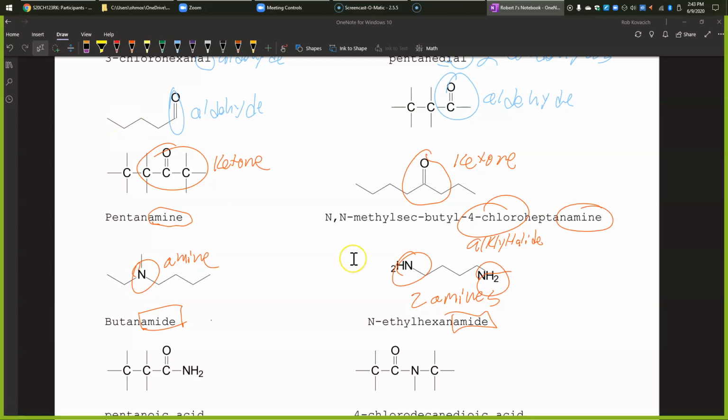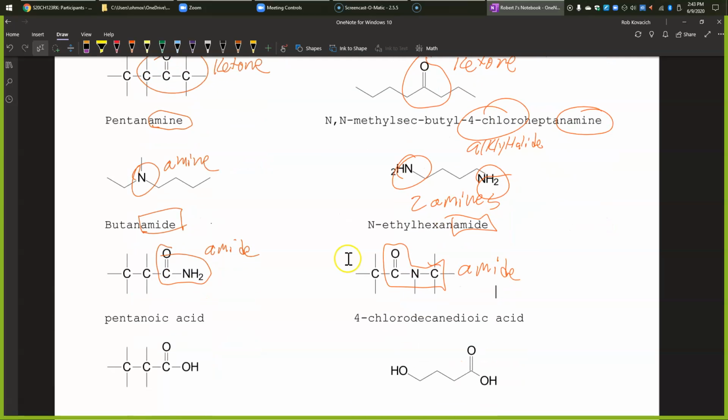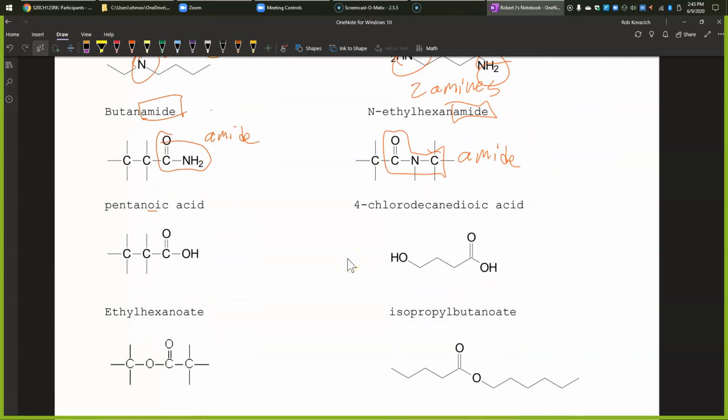Those are both amides, obviously, because it says amide there. This one, amide. This one, amide. This one is a carboxylic acid. This one is a double carboxylic acid and an alkyl halide because of the chloro. This acid, carboxylic acid. This is a carboxylic acid and an alcohol.